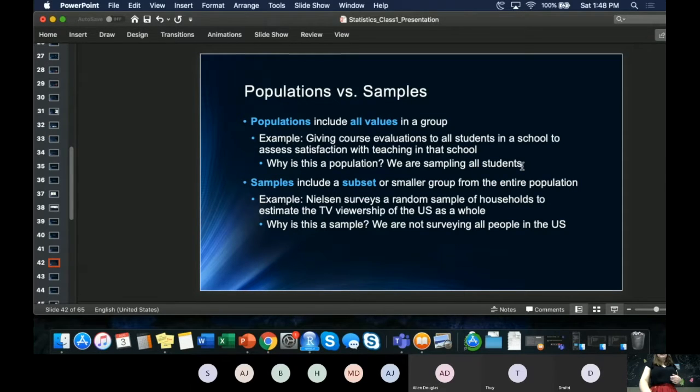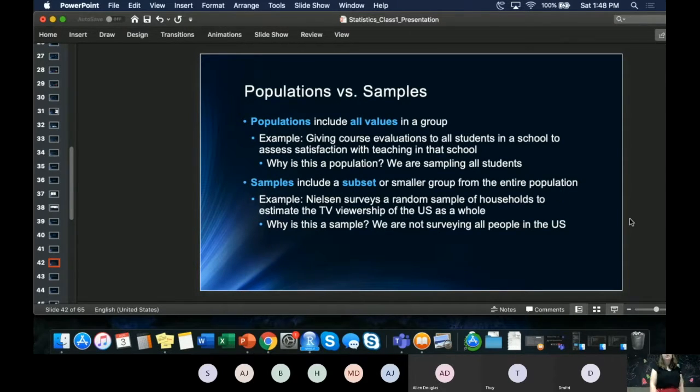A sample is a subset, or a smaller group, of that population, and that's usually what's used in statistics. That's why we use it, because unless you're doing an entire census, and they only do that every 10 years because it's so much money, it's hard and takes time. So in between those censuses, they do smaller samples, using a subset of the data to draw conclusions about the whole population.